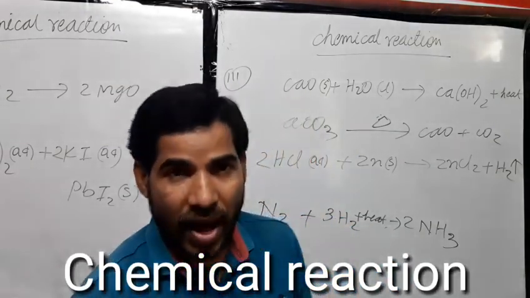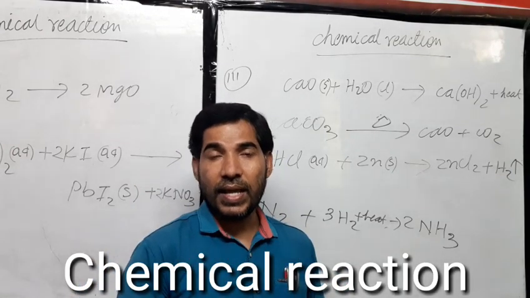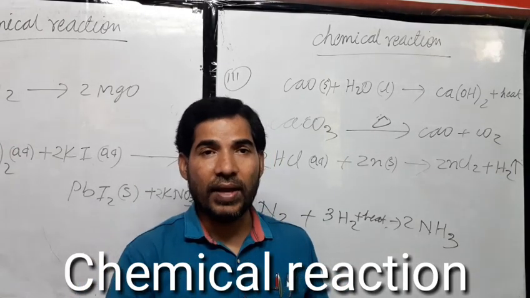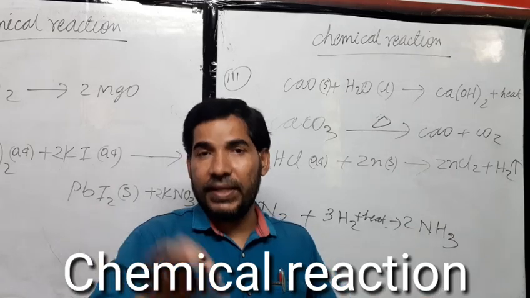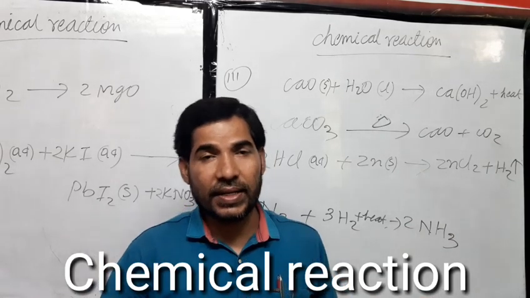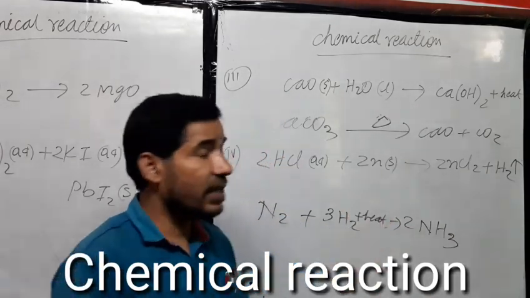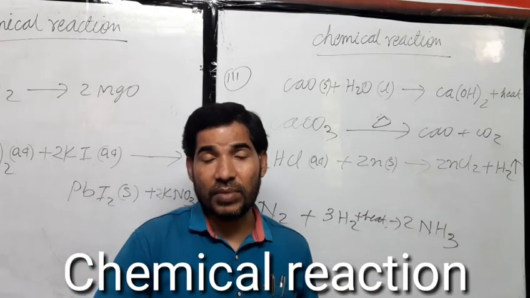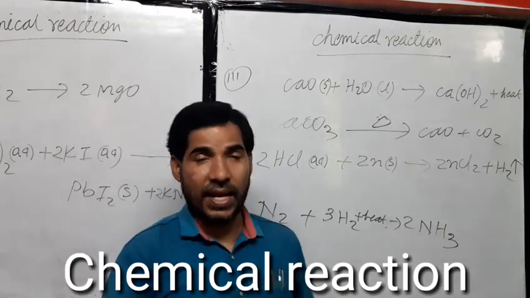In this way, we have seen that a chemical equation helps us to identify many properties of a chemical reaction. For example, the physical state, then conditional reactions, which chemical reaction is exothermic, which is endothermic, etc.